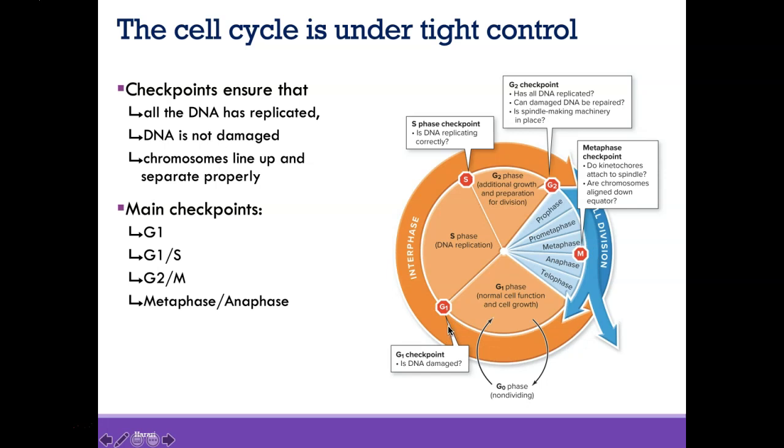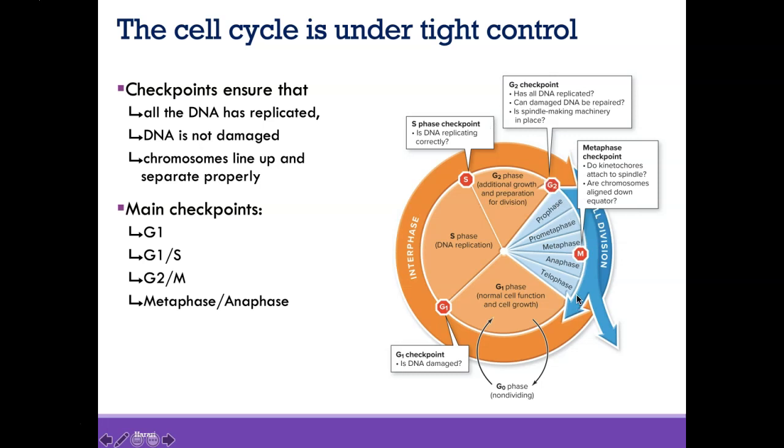Before a cell even replicates its DNA, there's the G1 checkpoint. Is the DNA damaged? Do I even want to copy my DNA? If so, DNA looks good. Okay, I'll go on with S phase. But then there's another checkpoint. Did all the DNA get copied? If not, it will not be allowed to proceed. So at this point, before it enters mitosis, has all the DNA been replicated? Can the damaged DNA be repaired? Is all of my spindle machinery in place? If yes, then we can start mitosis.